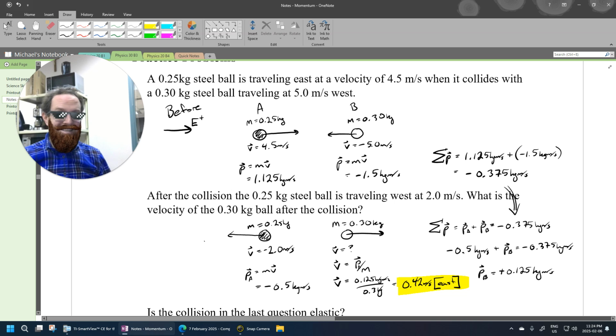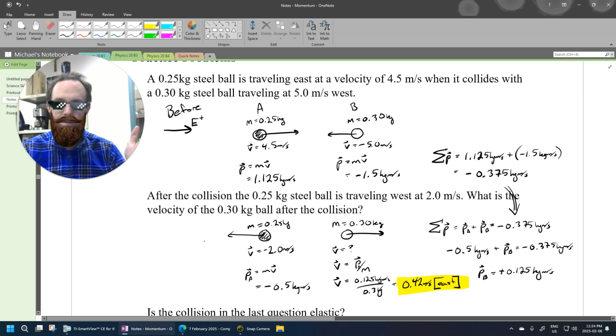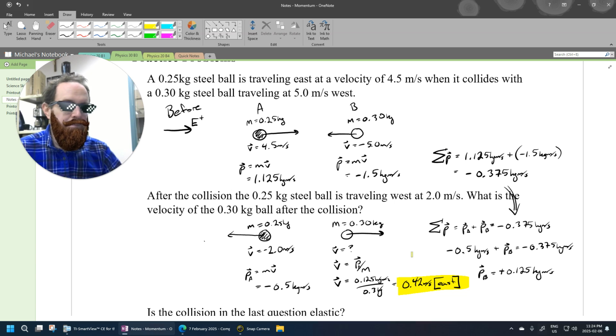Only in isolated systems. If the system is not isolated, this doesn't work, and that's it. You're hooped. You can't really do anything if it's a non-isolated system. Just the way it is. It has to be isolated for this to work.